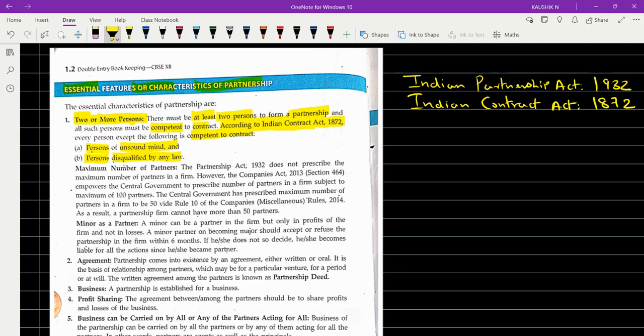Now that talks about the minimum and the maximum limit. We are saying that minimum you should have two persons, but let's see what the maximum criteria is. Maximum number of partners: the Partnership Act 1932 does not prescribe the maximum number of persons in a firm.